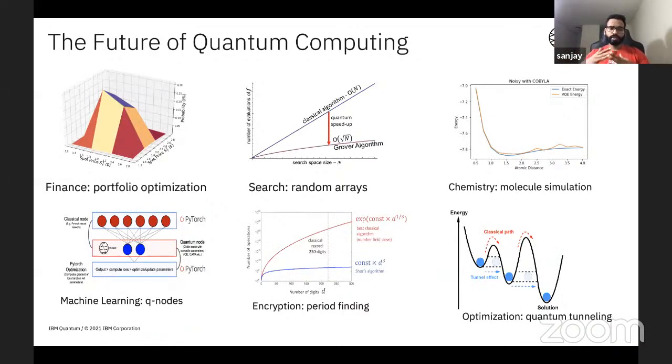we need to simulate so many chemical things, and it's very difficult for classical computers to do it. So there we have quantum computers to help them, and in a single go, we can simulate a lot of chemical models and get to the output.